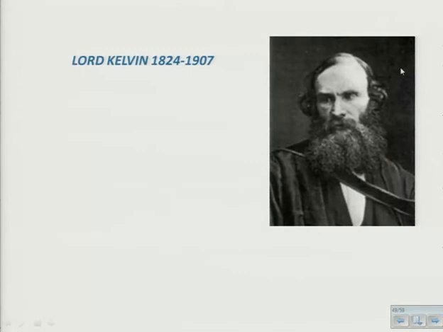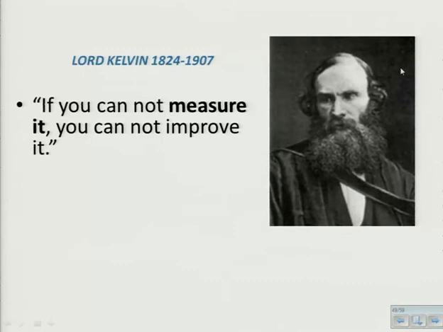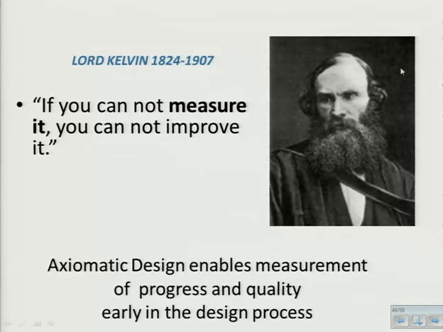All right, I had mentioned before that Kelvin said if you can't measure it, you cannot improve it. So how do we measure design progress? We want to design things quickly. We want to reduce our time to market, and that requires designing good products and good processes to make them. So how do we measure design progress? Well, axiomatic design enables us to measure quality and progress early in the design process.